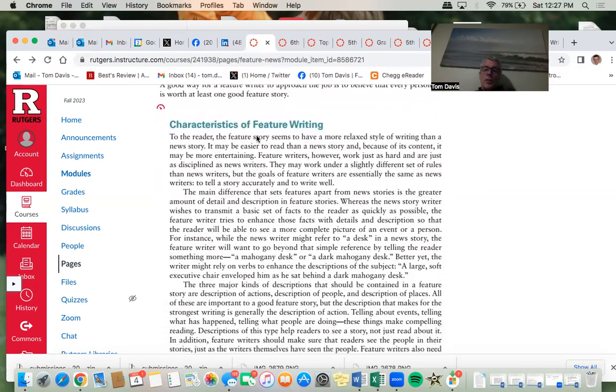Okay, the characteristics to the reader: the feature story seems to be more of a relaxed style of writing than a news story. It may be easier to read. I mean, typically magazine stories are this. Feature writers work just as hard. However, you still have to get news and the facts, and adjectives. Don't get crazy about adjectives. Beautiful, glorious. No, nothing like that.